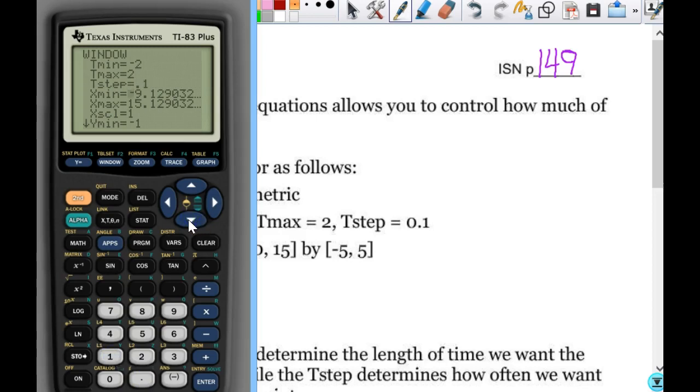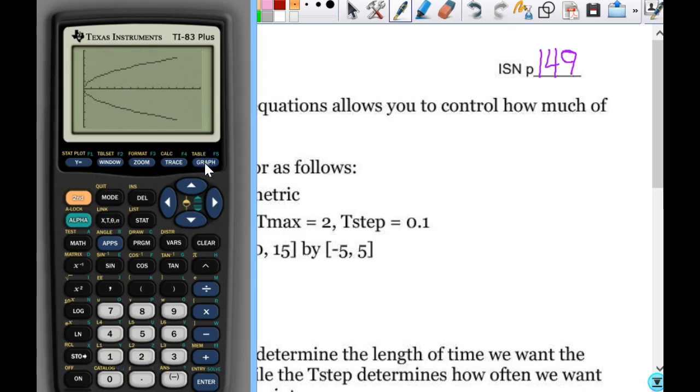And then our viewing rectangle, which is just your X max and min, is going to be 0, 15. And then scale is going to be the same, and then -5, 5. Okay. Then in y, we go to y equals, whatever you have there, if you didn't clear it out, go ahead and clear them both out. And we're going to graph these equations. 3t squared and 2t. And we're going to graph it.